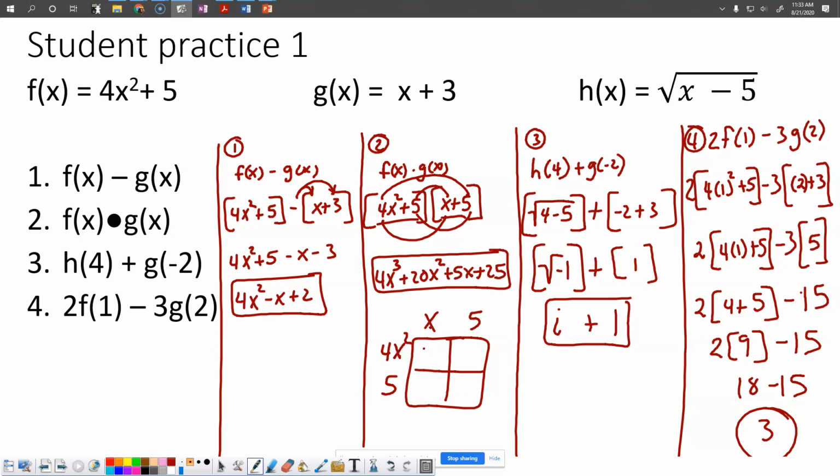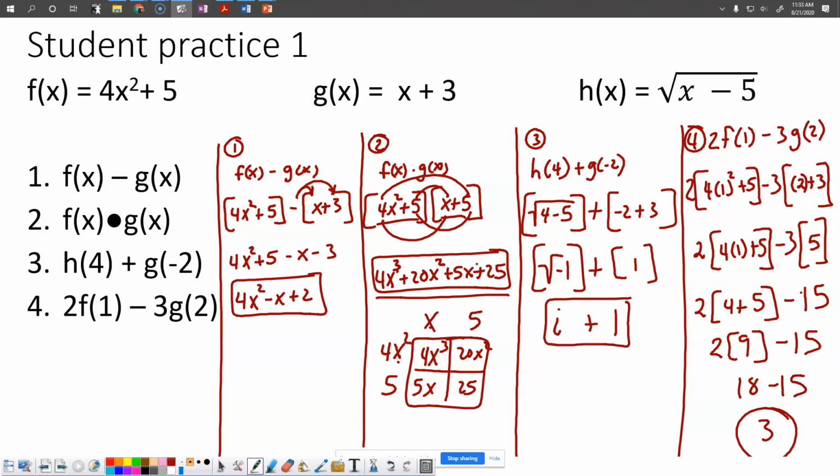4x squared times x is 4x cubed. 4x squared times 5 is 20x squared. 5 times x is 5x. 5 times 5 is 25. And all 4 of those are right there in our answer. And we usually like to put our answers in order from highest power to lowest power.